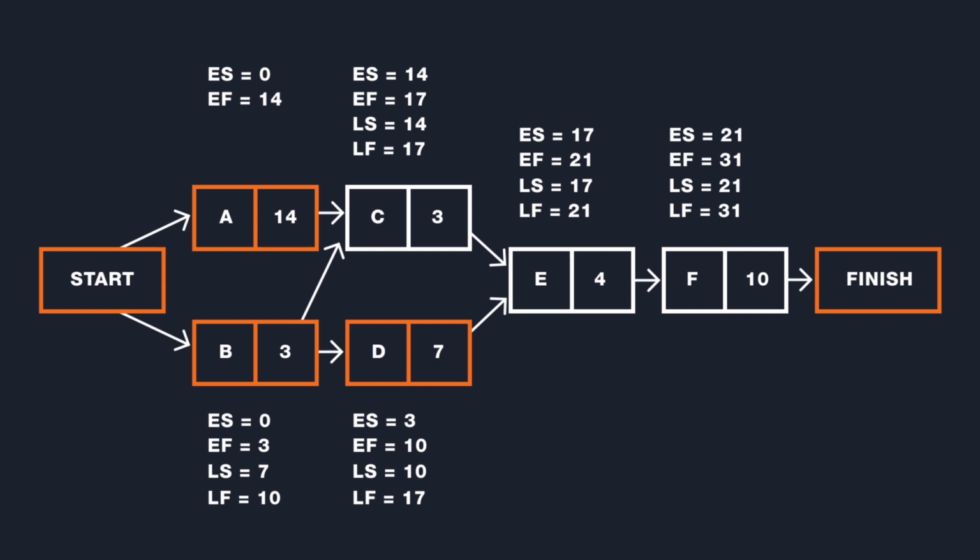Continuing backward, we arrive at activity A. The late finish for activity A is the late start of its successor, activity C, which is 14. We calculate the late start for activity A by taking the late finish of 14 and subtracting the activity A duration of 14 to arrive at a late start for activity A of 0.